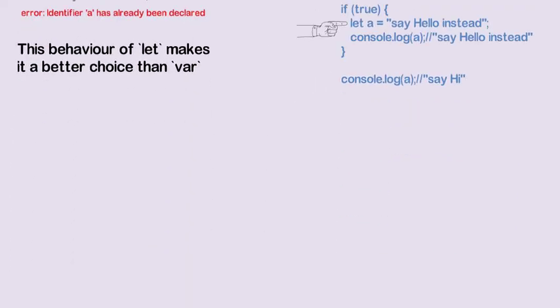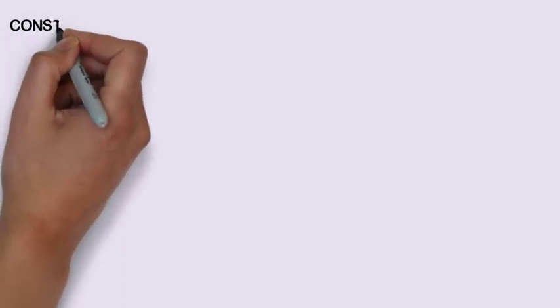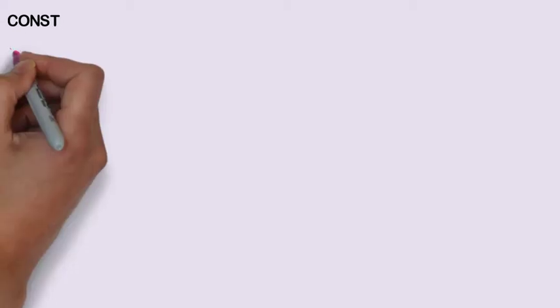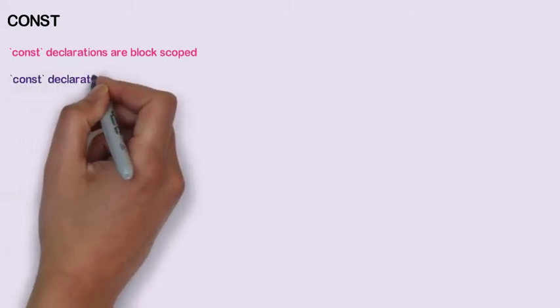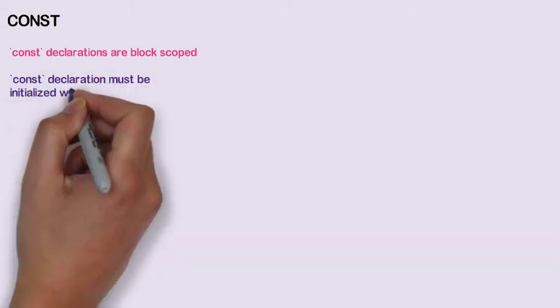Let's check the behavior of the const keyword now. Variables declared with const maintain constant values. Const declarations are block scoped. Const restricts overwriting of variables. Every const declaration must be initialized at declaration.